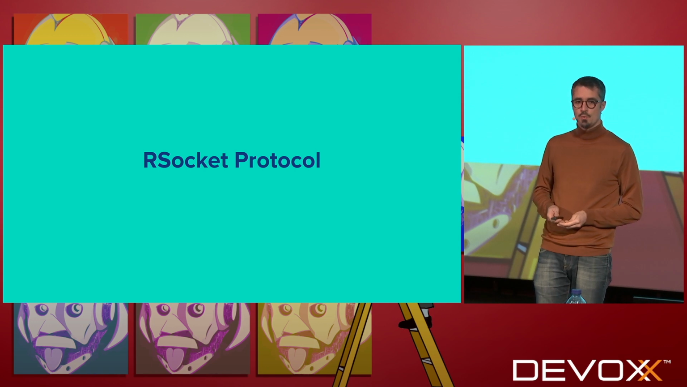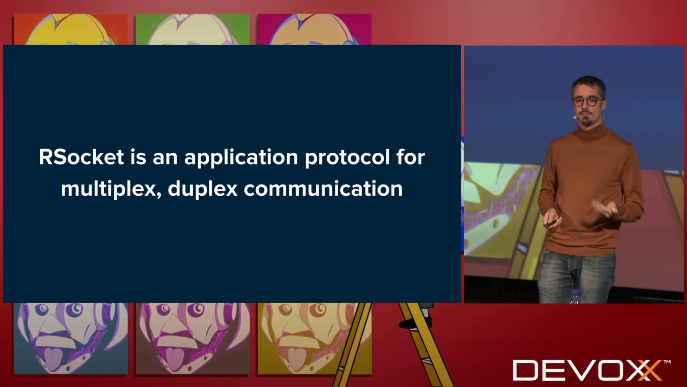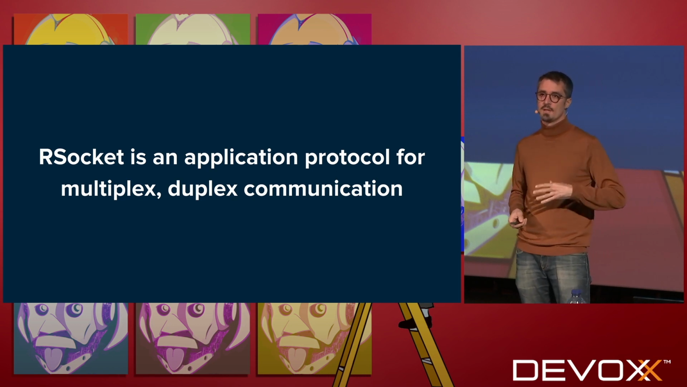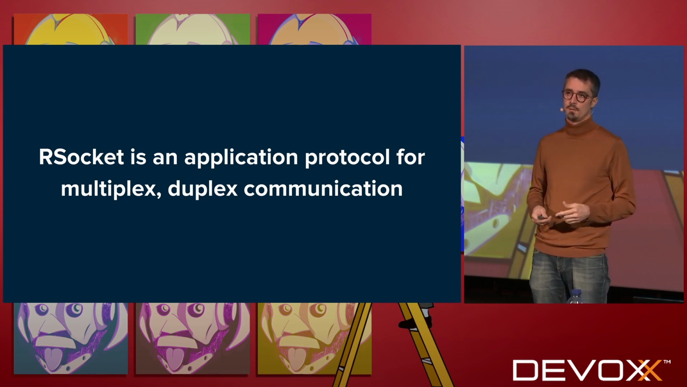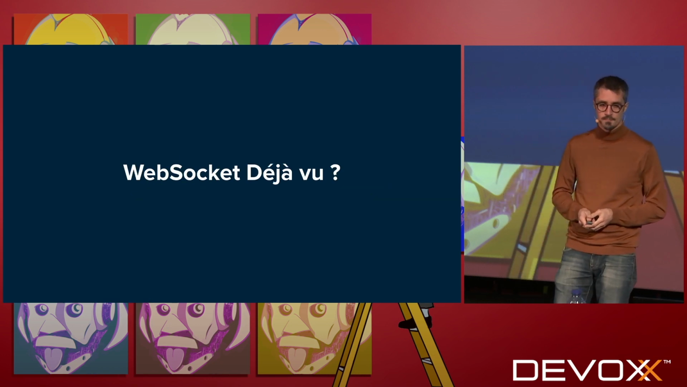We are going to see more about the RSocket protocol. RSocket is an application protocol for multiplex duplex communication. So you can basically multiplex various connections into a single connection at transport level. And it's a two-way communication. So that's the duplex part.